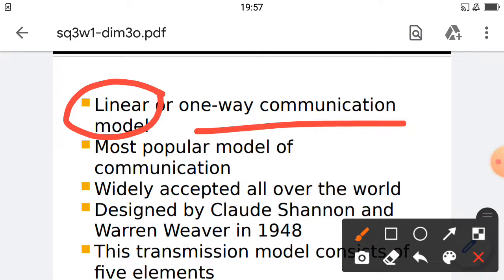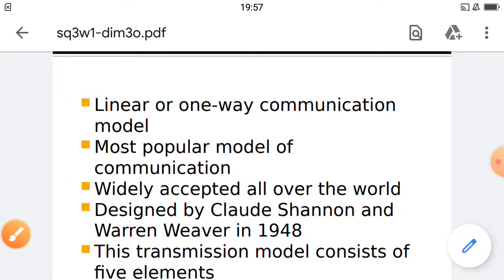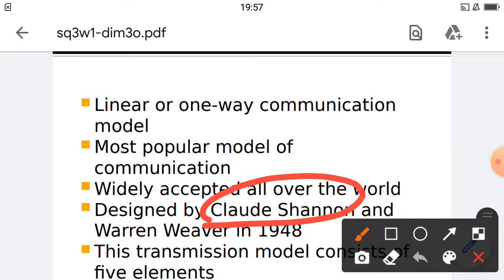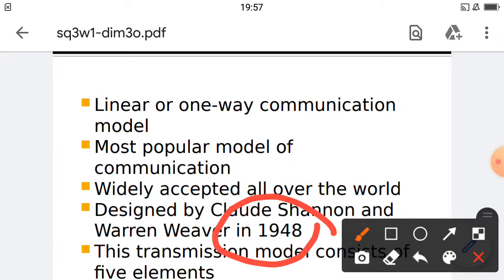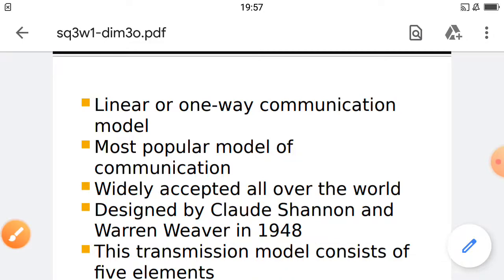The Shannon and Weaver model was specifically designed by the two American scientists and mathematicians, Claude Shannon and Warren Weaver, in 1948. This model was designed to develop the effective communication between sender and receiver. The model was first developed to improve the technical communication, and later on it was widely applied in the field of effective communication.